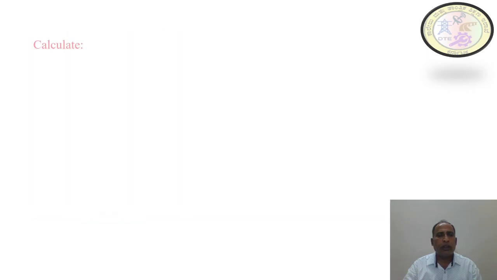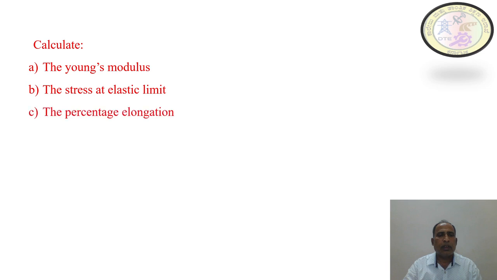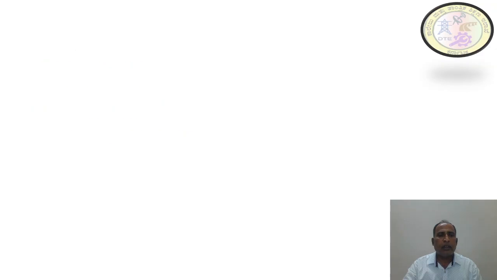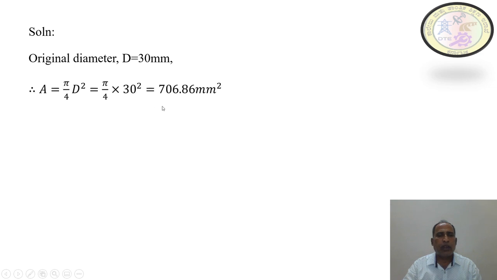Then calculate the Young's modulus, the stress at elastic limit, the percentage elongation, and the percentage decrease in area. So before solving the problem, we should record all the data given in the problem. Original diameter D is equal to 30 mm. So the original cross sectional area of the bar will be pi by 4 into D square, that is pi by 4 into 30 square, and is equal to 706.86 mm square.